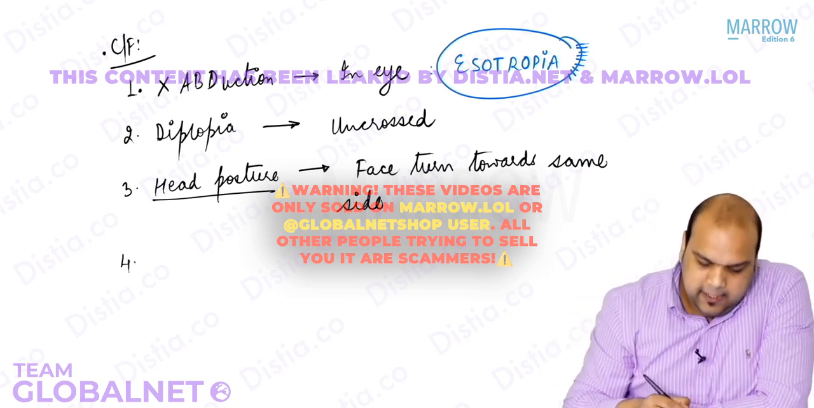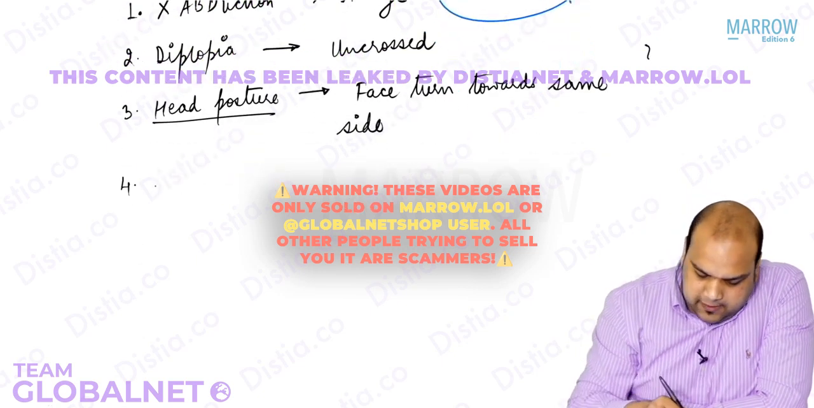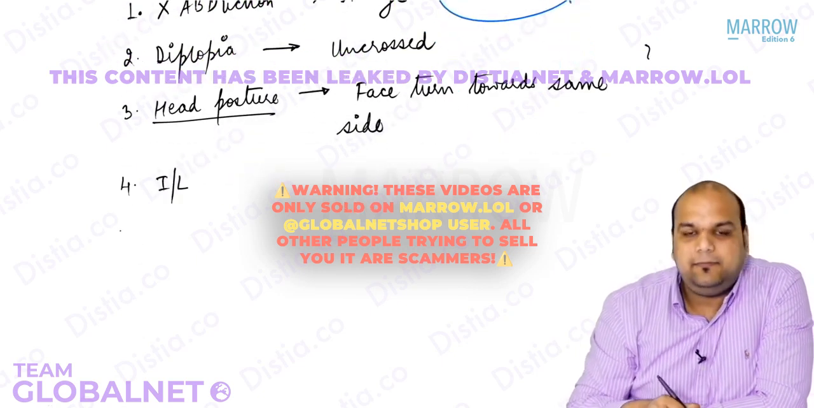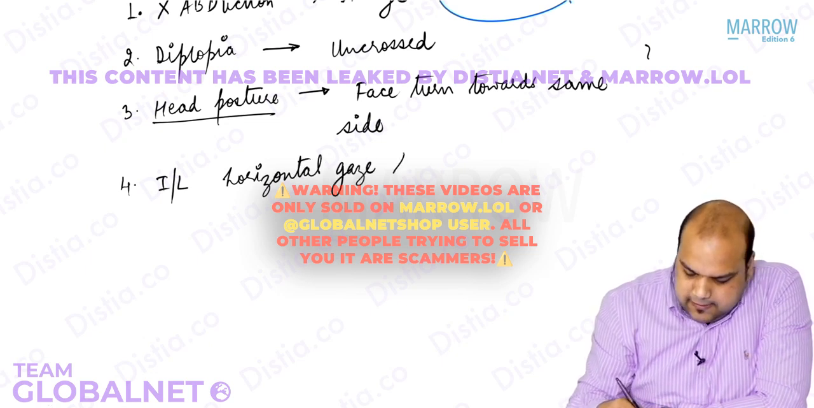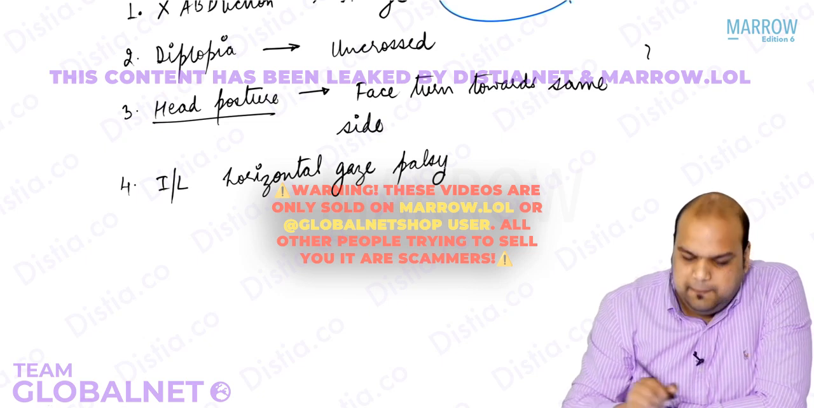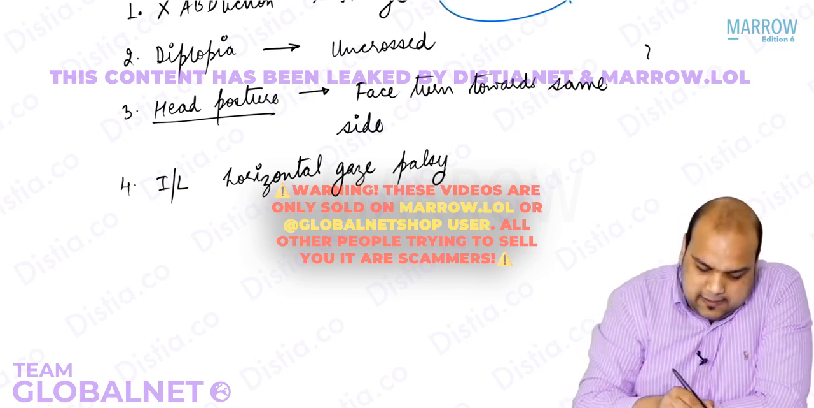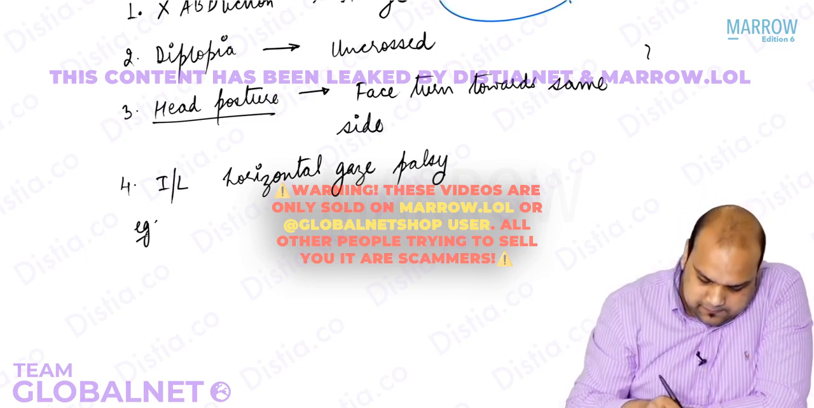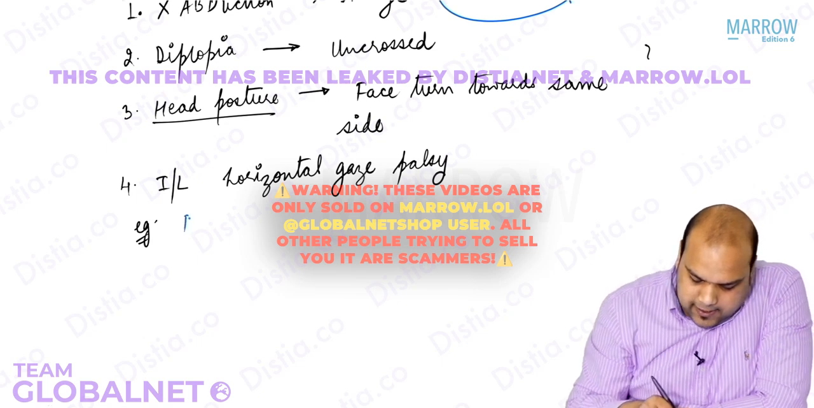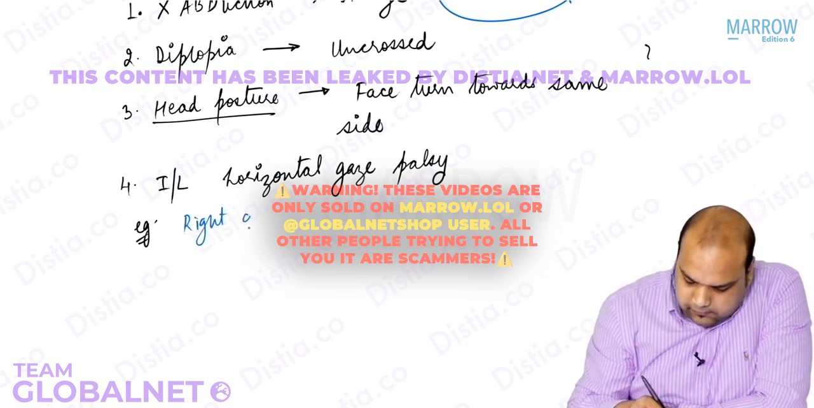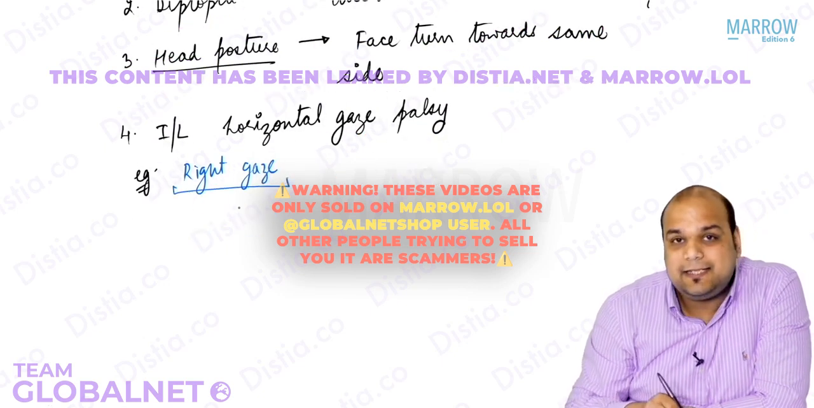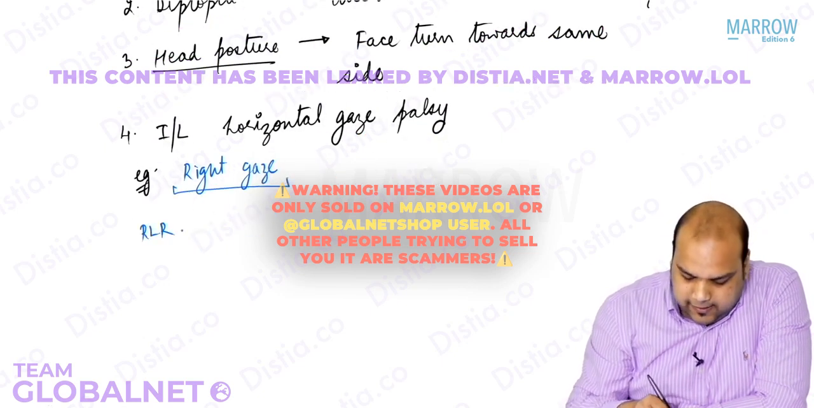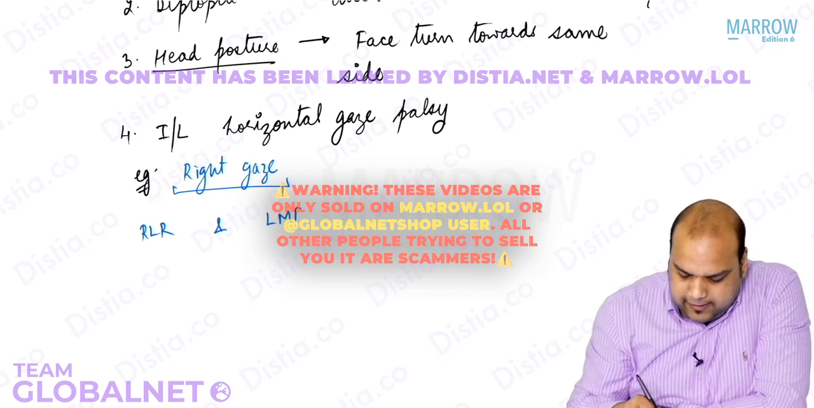Number 4, as a fourth clinical feature, I can say there will be ipsilateral horizontal gaze palsy. Ipsilateral horizontal gaze palsy. Example, right gaze. Right gaze uses two muscles. What are the two muscles used in right gaze, everybody? Right lateral rectus and left medial rectus.